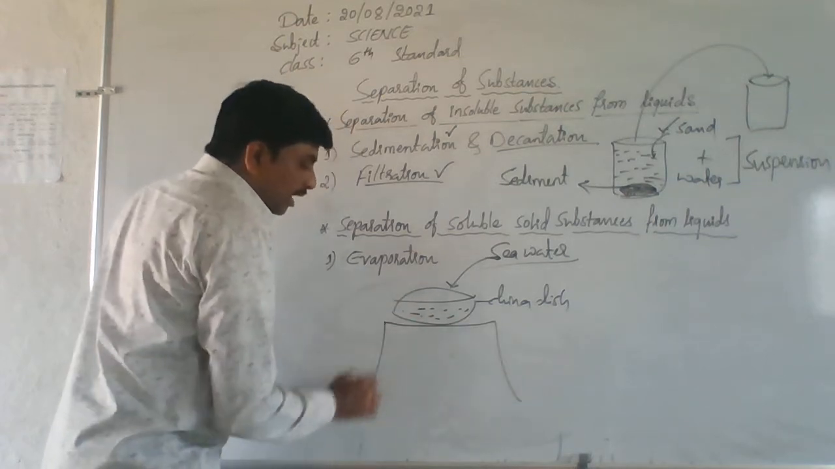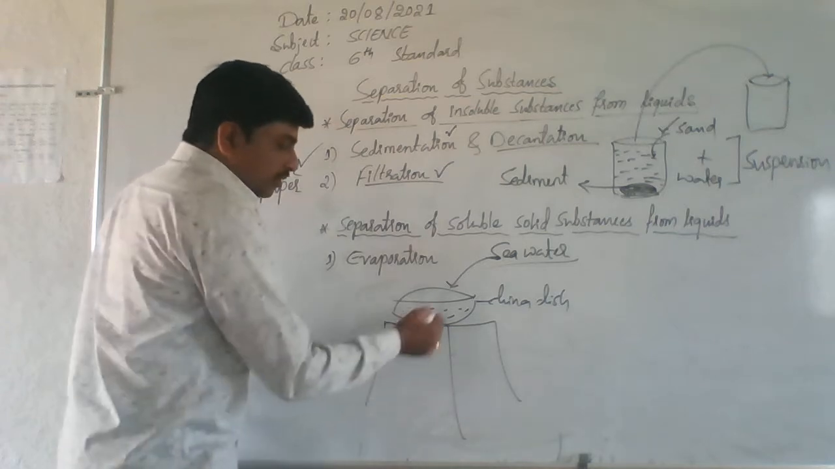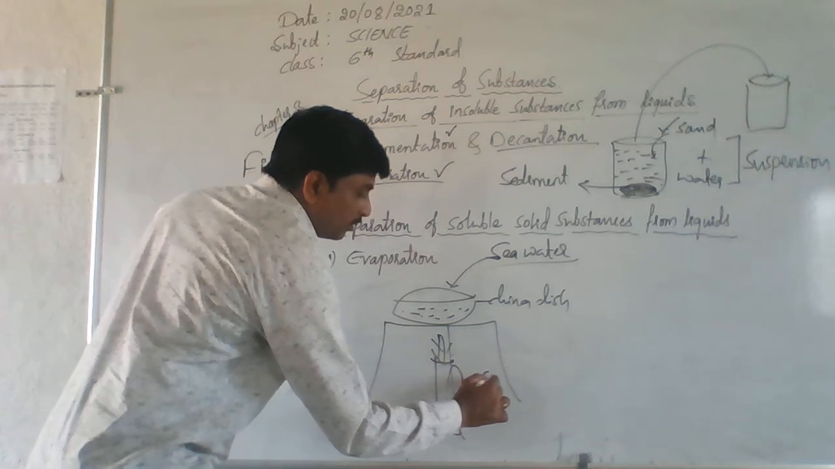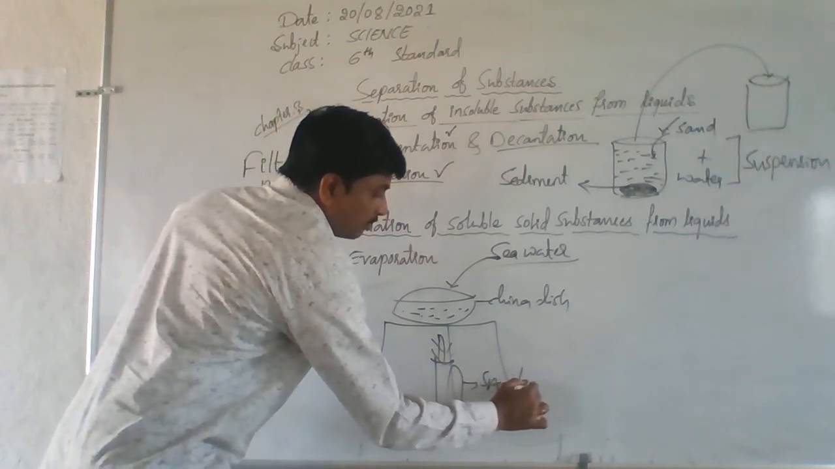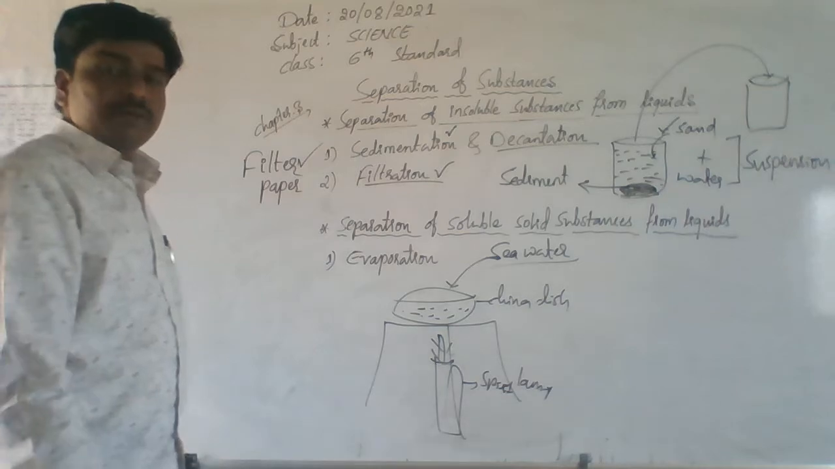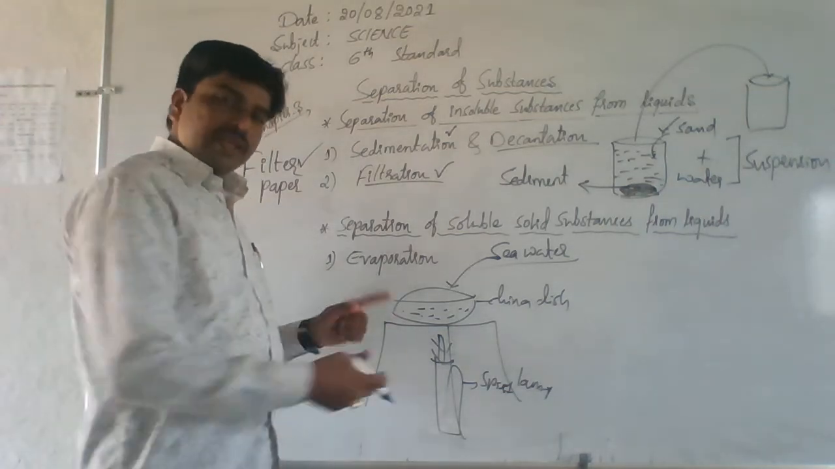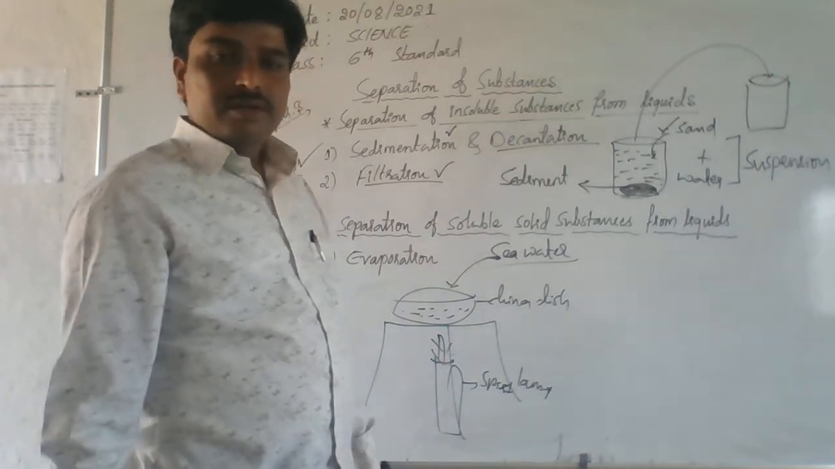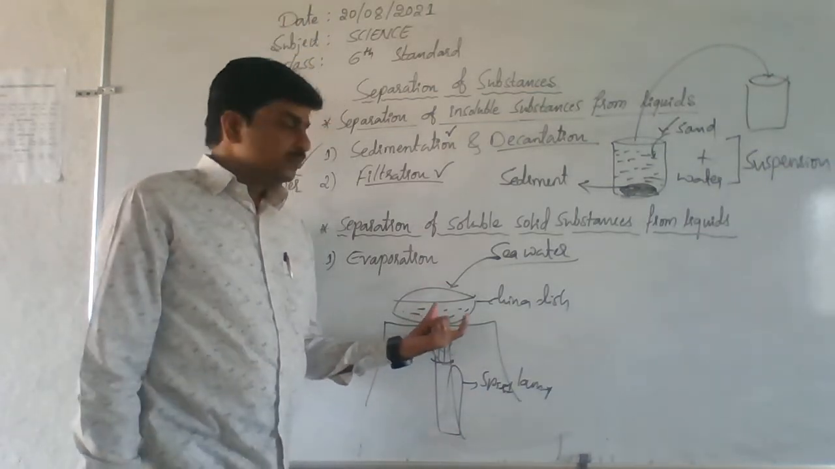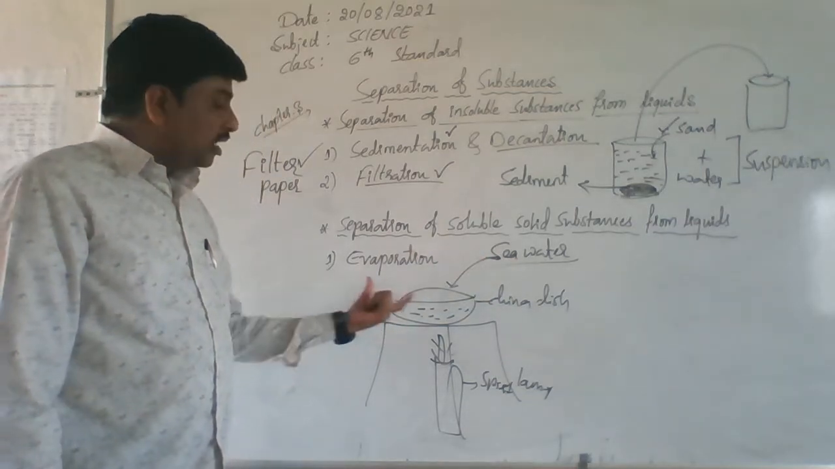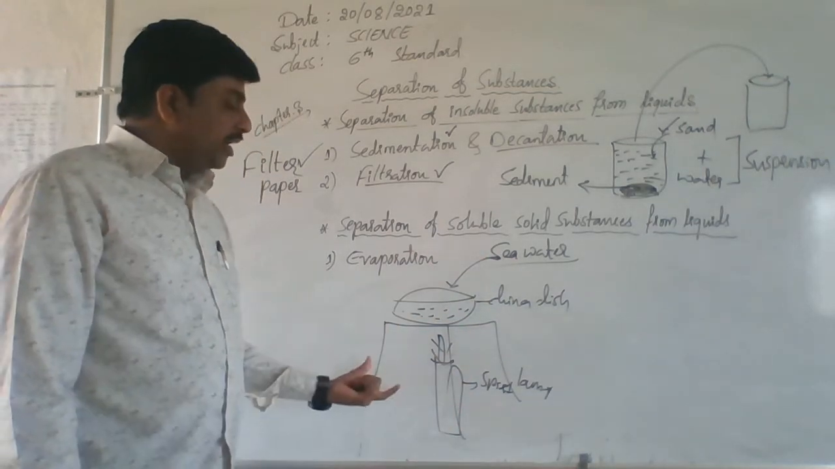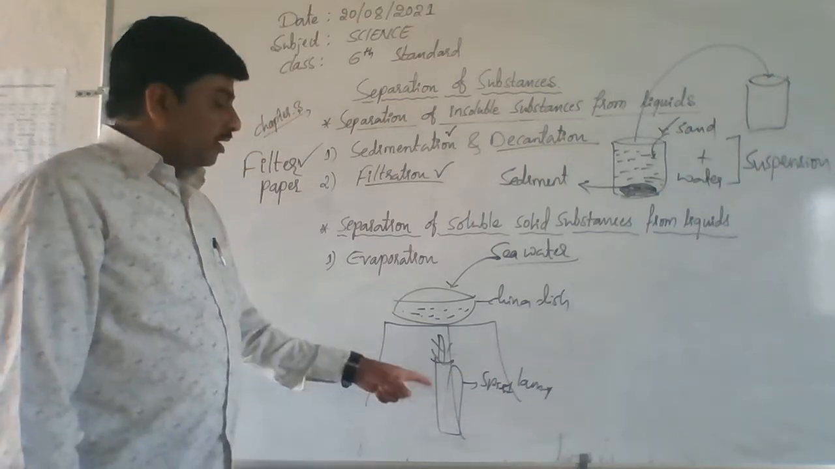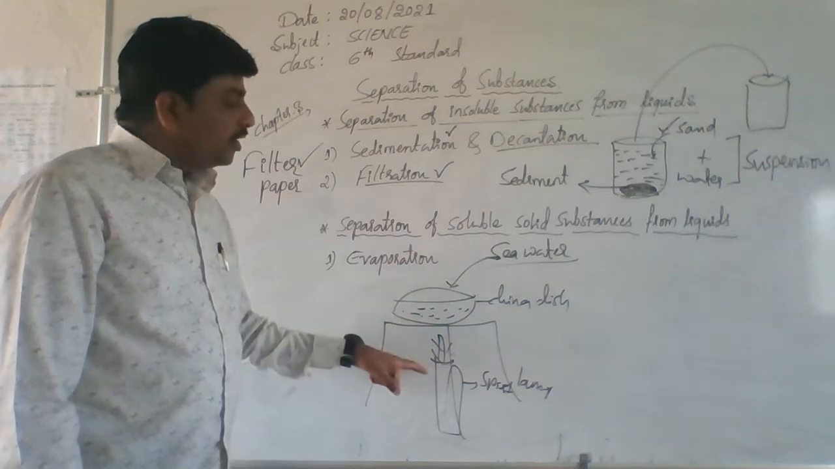Put it on a tripod stand. And we need what? A spirit lamp. Either you can use a Bunsen burner, so heat it with any source. But in our chemistry laboratory we commonly use a spirit lamp or Bunsen burner. Take sea water in the China dish, put it on a tripod stand, and to heat it we need a spirit lamp. So with the help of the spirit lamp, heat this solution.